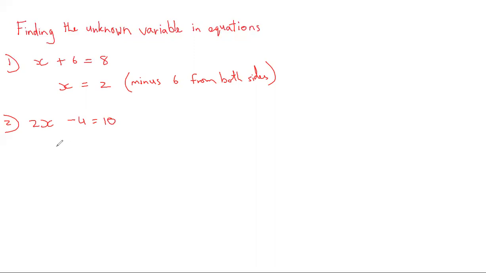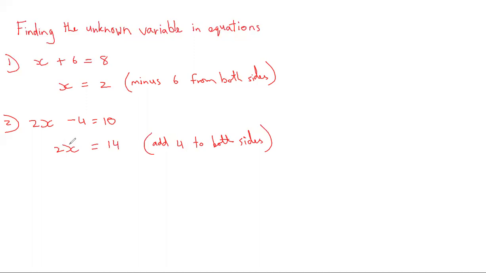So if we add 4 to both sides, we end up with 2x on this side, and 10 plus 4 is 14. What did we do? We added 4 to both sides. So once again, if we add 4 to the left side of this equation, minus 4 plus 4 is 0. 2x plus 0 is 2x. 10 plus 4 is 14.